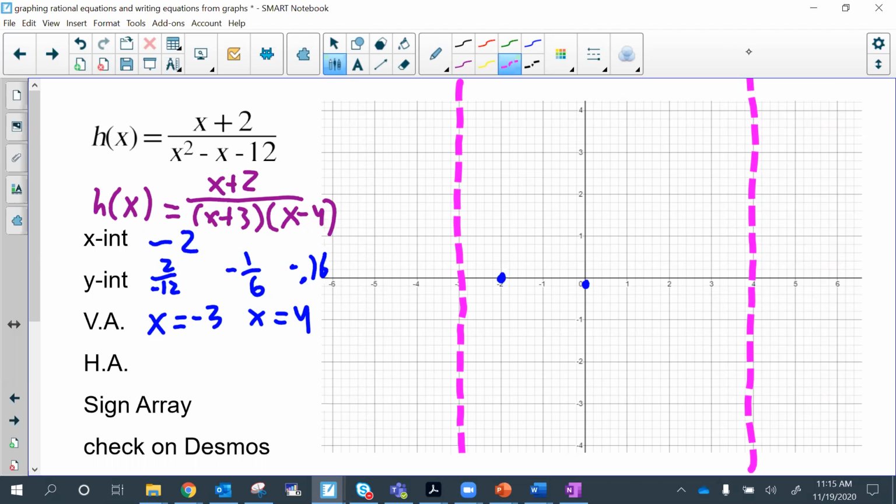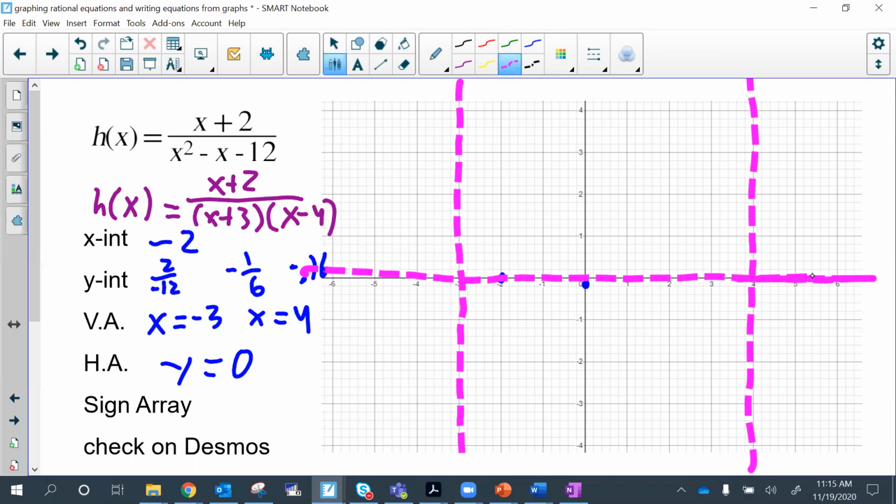All right, and then Braden, how would we figure out the horizontal asymptote on this one? So the degree in the numerator is less than the degree in the denominator, so it would just be 0. Perfect. Good explanation. All right, and there we go.